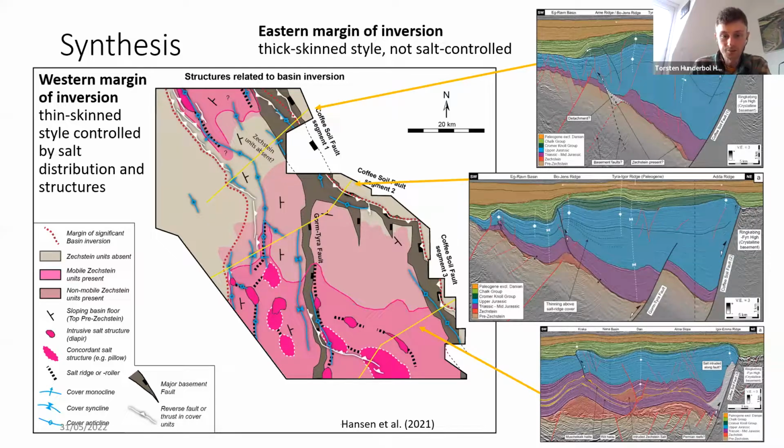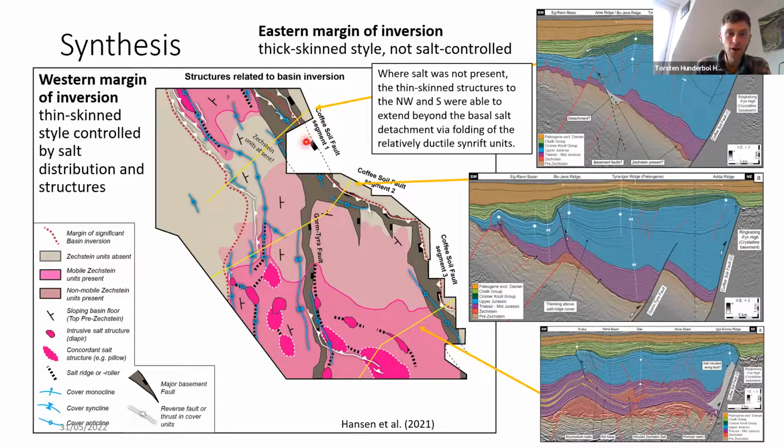All right, and also down here at the south end, we have this very nice trend of reverse reactivation above the salt pillow in this section, and you can follow it for quite a distance, 20 kilometers or so here, where this thin-skin fault detaches into a sloping Triassic halite unit.